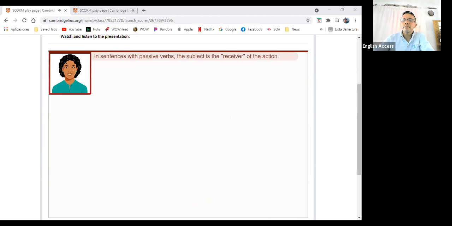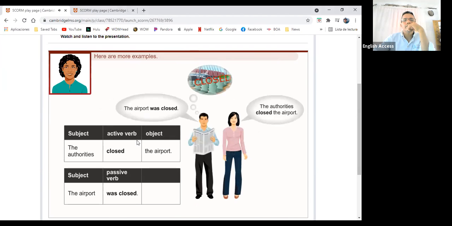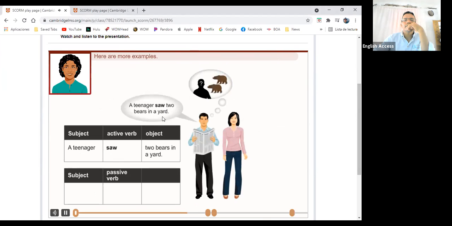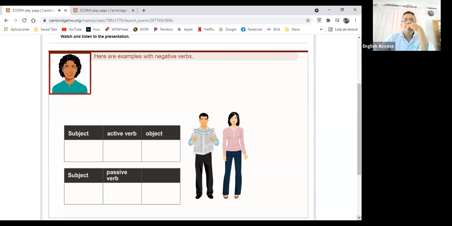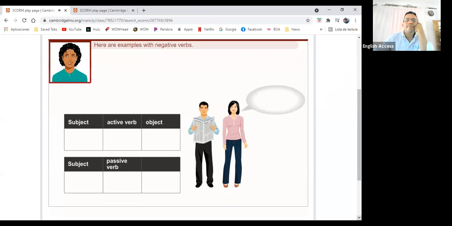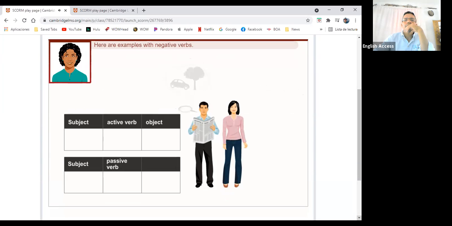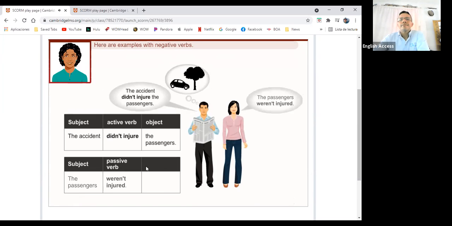Here are more examples. The authorities closed the airport. The airport was closed. A teenager saw two bears in a yard. Two bears were seen in a yard. Here are examples with negative verbs. The accident didn't injure the driver. The driver wasn't injured. The accident didn't injure the passengers. The passengers weren't injured.